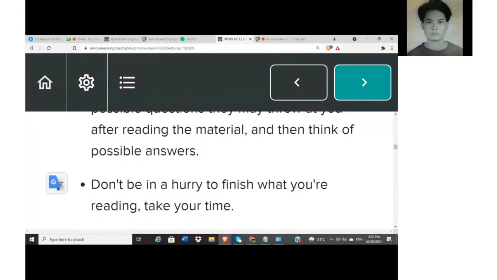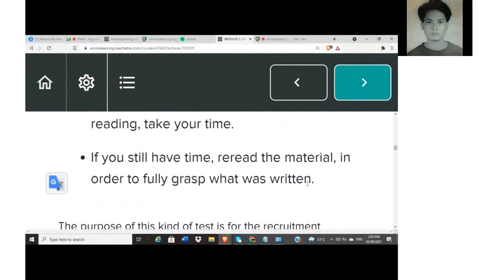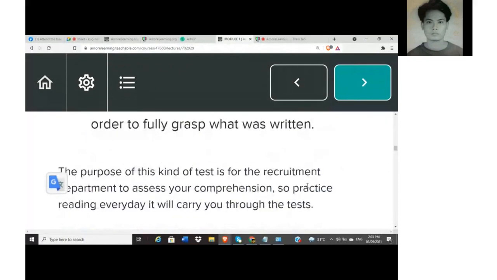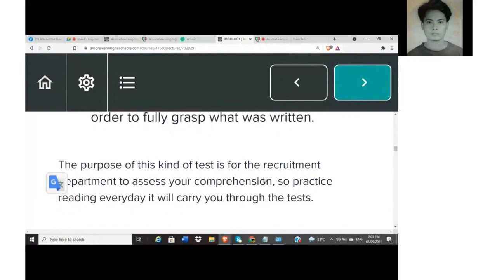because sometimes some recruiters would ask you to tell them about the story. And if you do not really understand the story, well, that's going to be a minus point for you. So take your time. Don't be in a hurry to finish what you're reading. Again, if you still have time, reread the material in order for you to fully grasp what was written. The purpose of this kind of assessment or test is for the recruitment department to assess your comprehension. So practice reading. That's why we're trying to inculcate in you the habit of reading, because it will help you out with the tests, with the assessments.